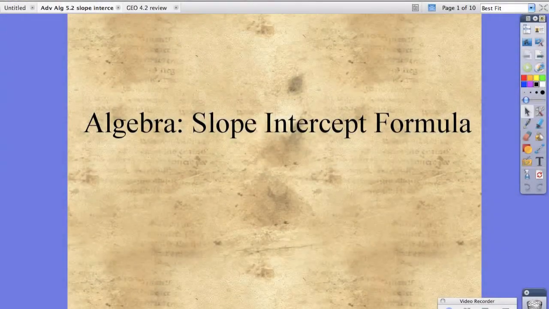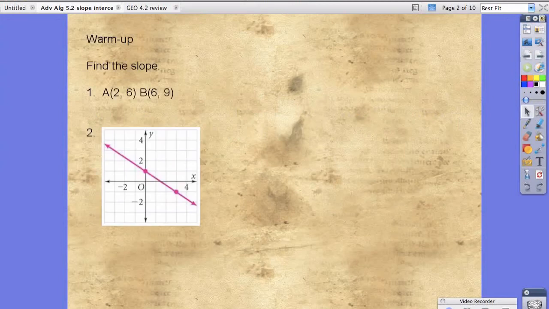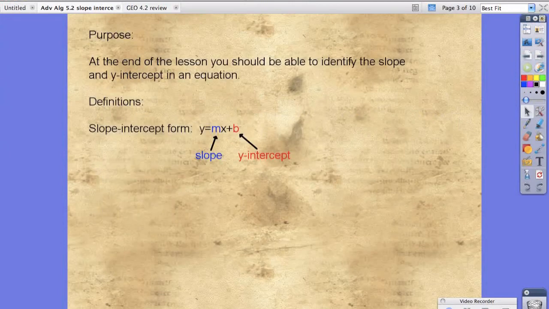Hello students, today in your algebra class we're going to talk about the slope-intercept formula. At the end of this lesson you should be able to identify the slope and y-intercept of an equation.